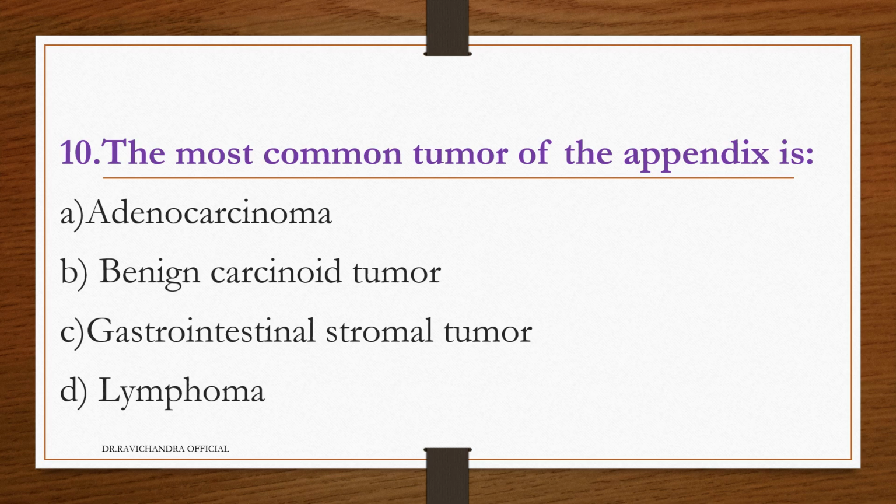Coming to the other options, adenocarcinoma. Adenocarcinoma is a malignant tumor that can occur in the appendix, but it is much less common than the carcinoid tumor. So, the most common tumor of the appendix is benign carcinoid tumor.